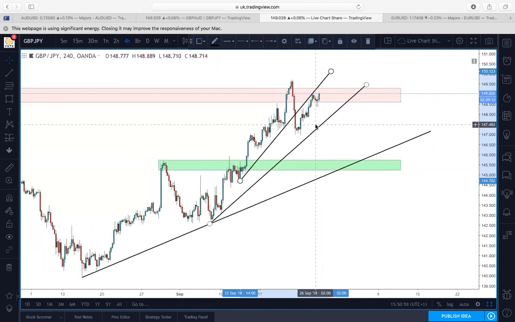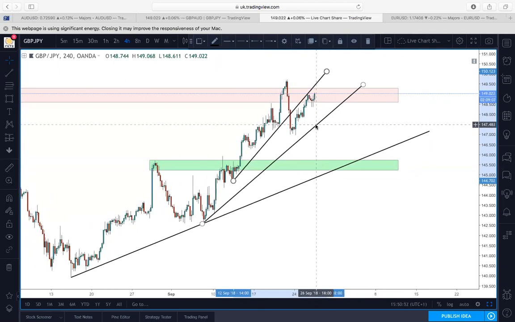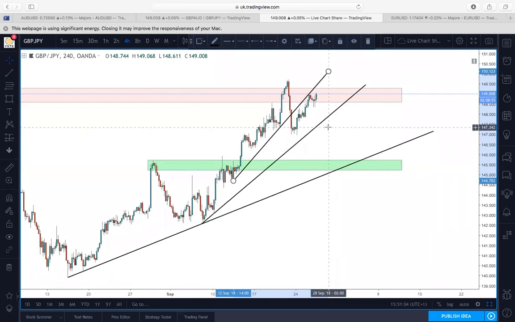However, because I like to take into account price action first and foremost, I am seeing a potential divergence to pull back all the way to 145.75. And that's only if we do get this break of the trend line, which I am expecting anyway.